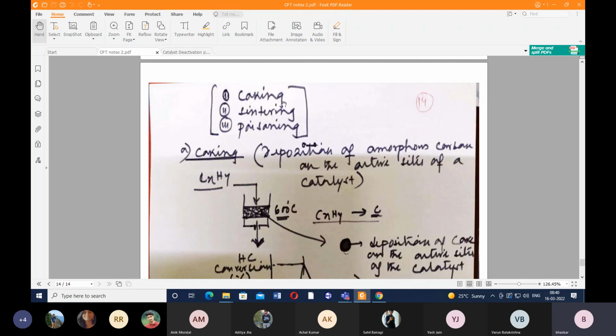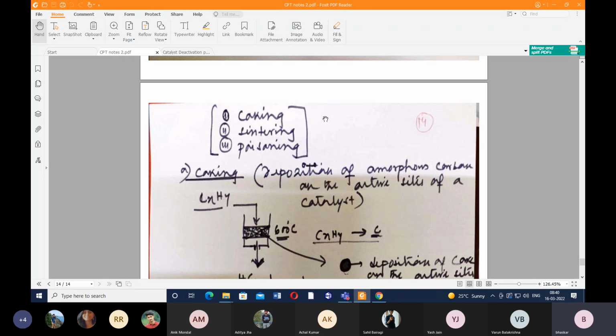First of all, let's talk about coking. Can anybody tell me what is coking? Probably in the first or the second class, I have already mentioned what is coking. What is coking? Anyone? These things were covered, right, in the class? In the catalytic chemical reaction engineering.